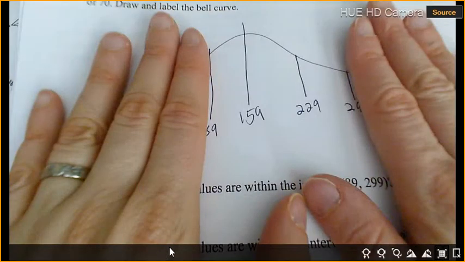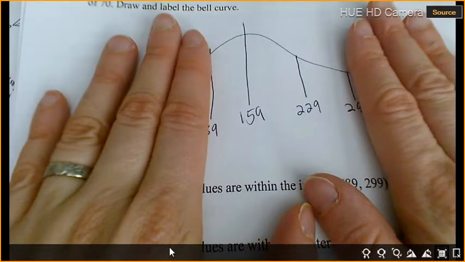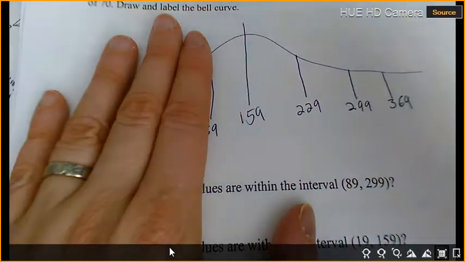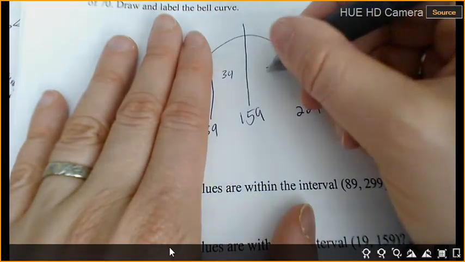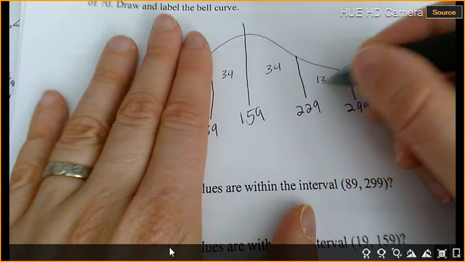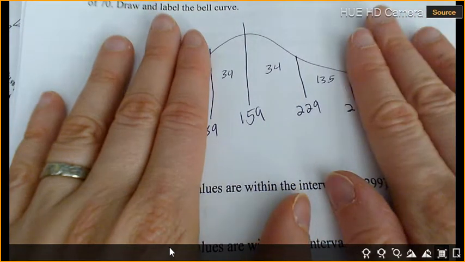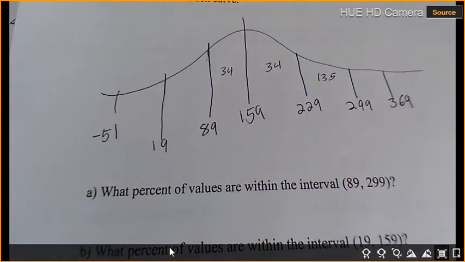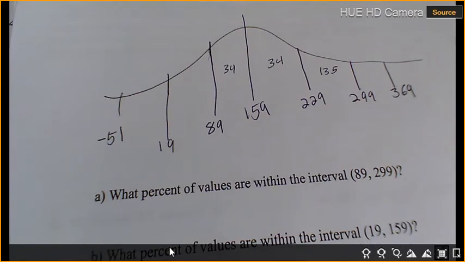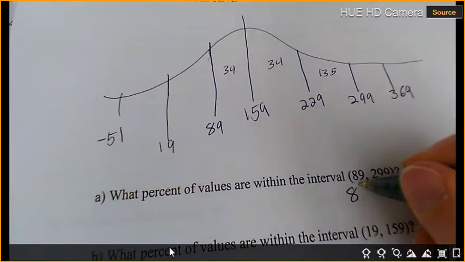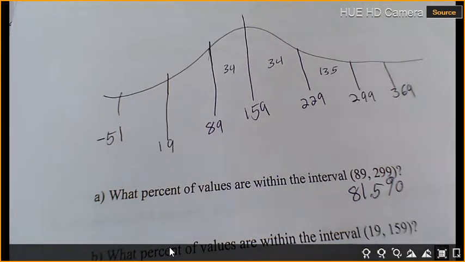So I'm looking right here, right, Christian? Do you see on your curve that this is 34, this is 34, this is 13.5? Okay? And I want 89 to 299, so I'm literally adding those three things together. So we're going 34 plus 34 plus 13.5, and I'm getting 81.5. So that's how I'm getting that percentage.